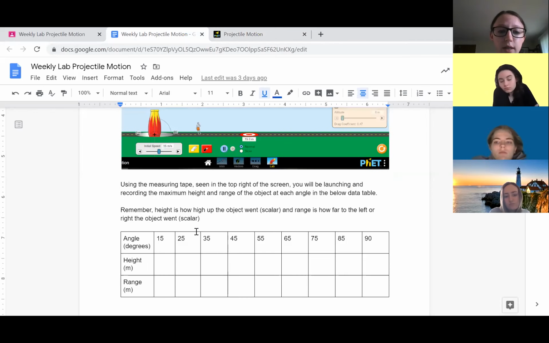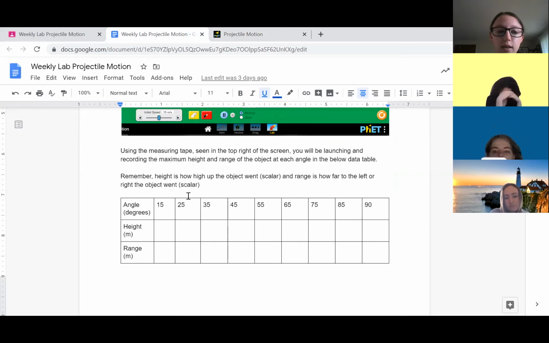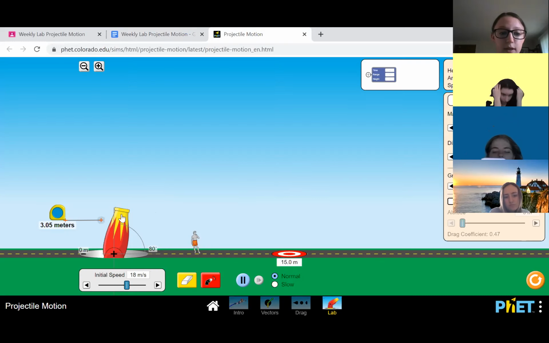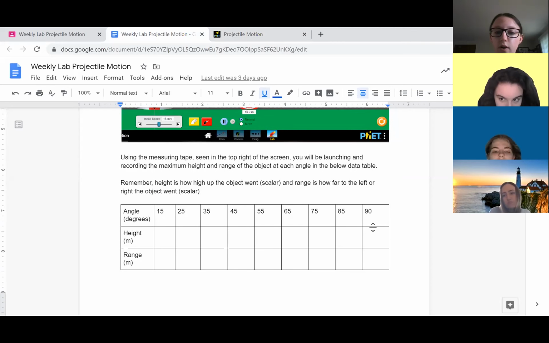Going back to the weekly lab, make sure that you're using the measuring tape. You and your partners are going to be setting your cannon to a very specific angle, and you can do that just by pivoting your cannon. Oh, and here's your initial speed. You just have to decrease it a little bit. You can set your cannon very specifically. It moves at 1 degree increments for you, and these are all the different angles that you're going to be launching your cannonball at.